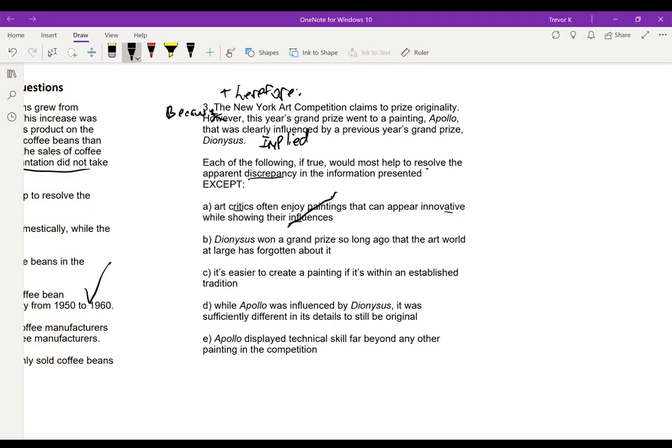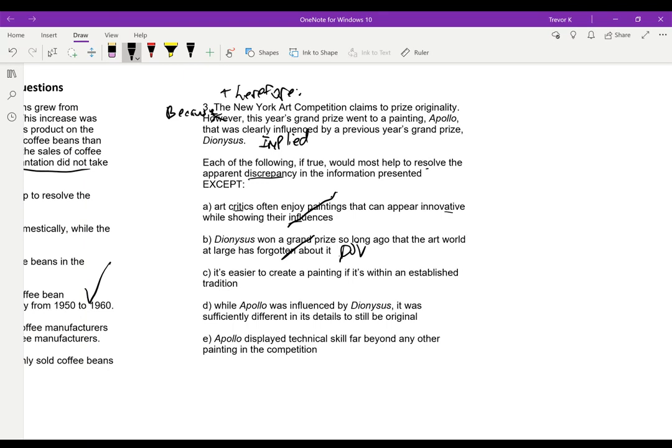B, Dionysus won a grand prize so long ago that the art world at large has forgotten about it. This would help resolve it, right? They do prize originality, and they awarded it to Apollo even though it wasn't original. Why? Because they didn't realize it wasn't original. Pretty simple. This is a classic point of view thing. Yes, they do prize originality, but they didn't know this wasn't original. So, because this would help resolve it, I'm crossing it out.